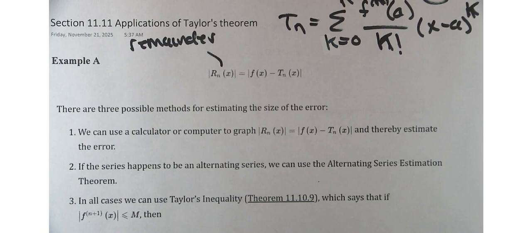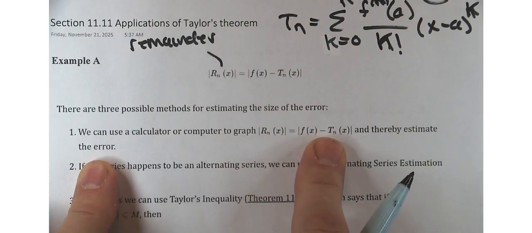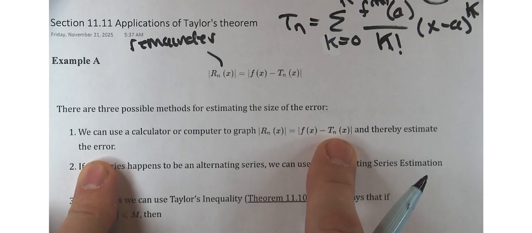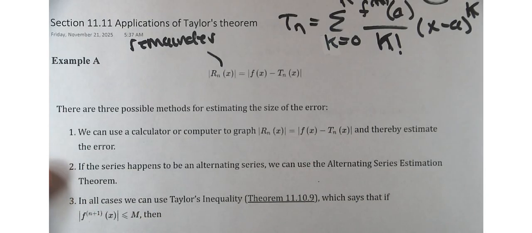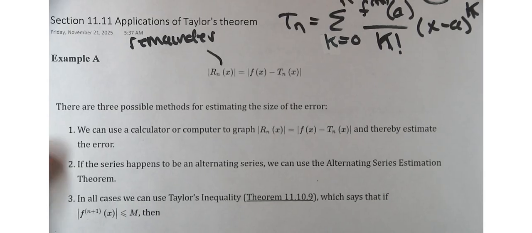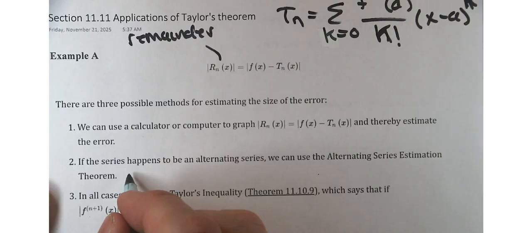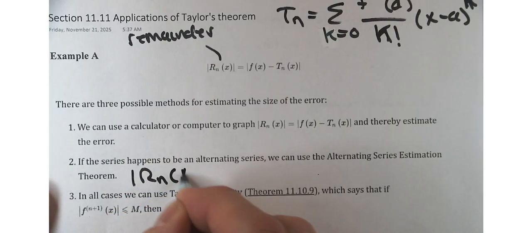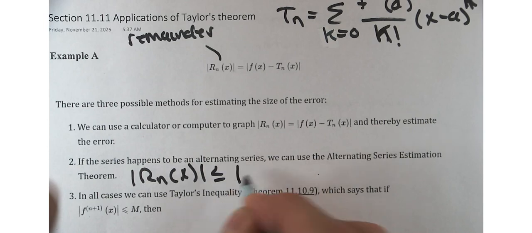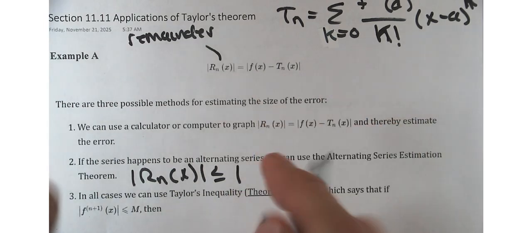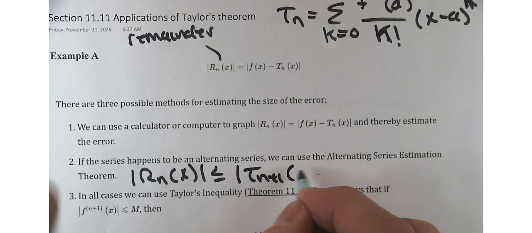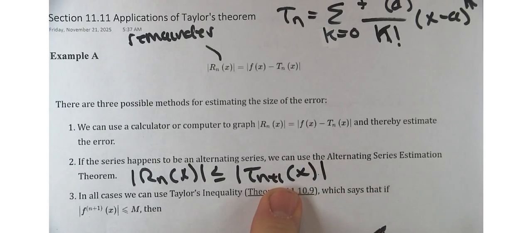One of them is to look at a computer or a graphing calculator, etc., and just estimate this by looking at the graph. That's one way. Another way is if you happen to have an alternating series. Then this error is less than the first term that you leave off. So the absolute value of R_n(x) is less than or equal to the absolute value of the first term you leave off, which is T_{n+1}(x). And then you might have to play around with some interval.